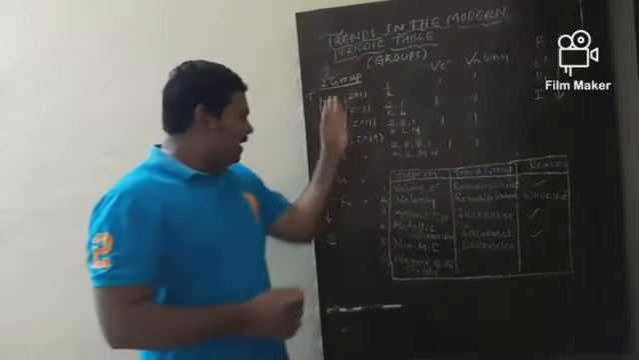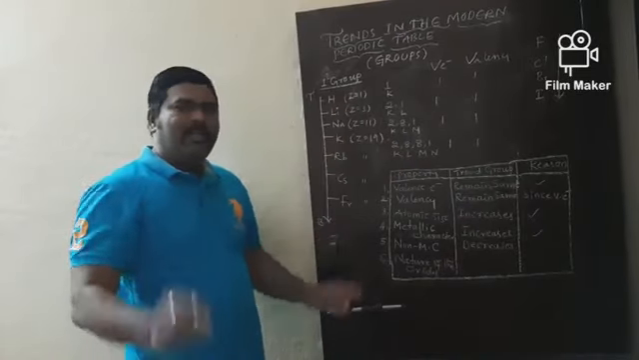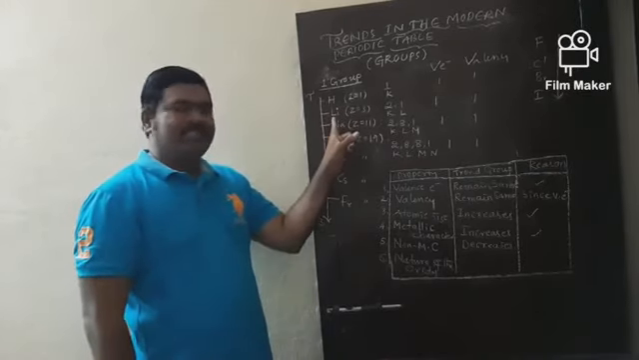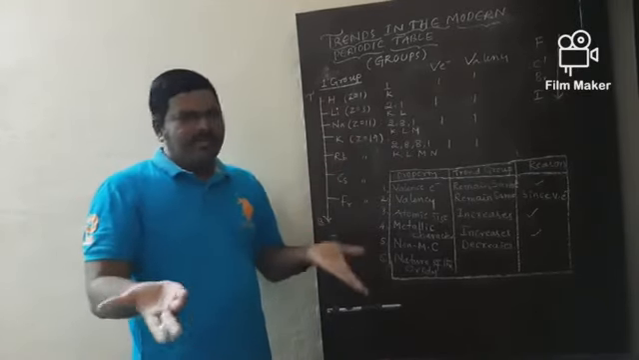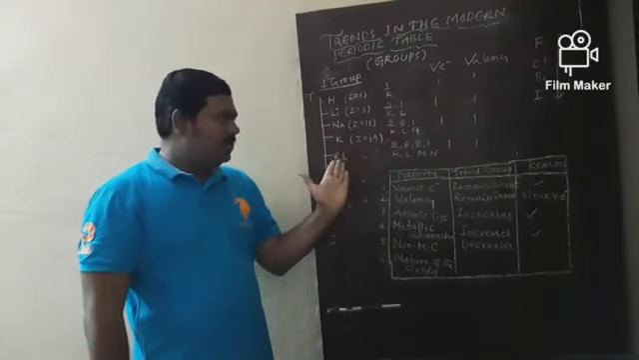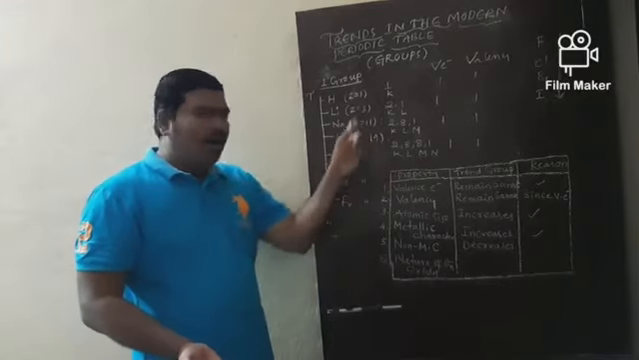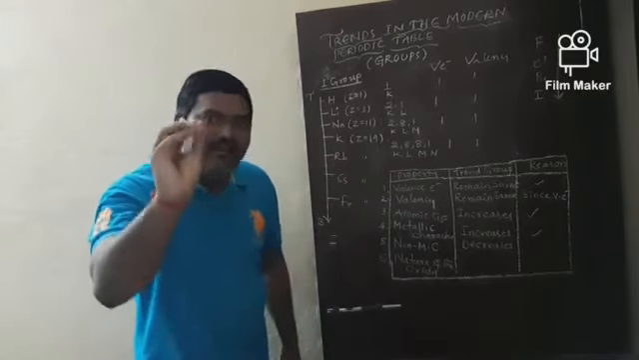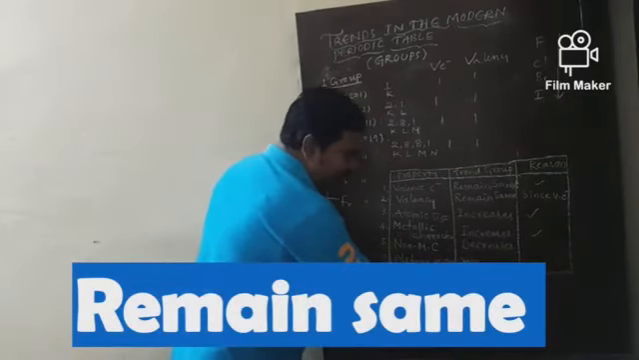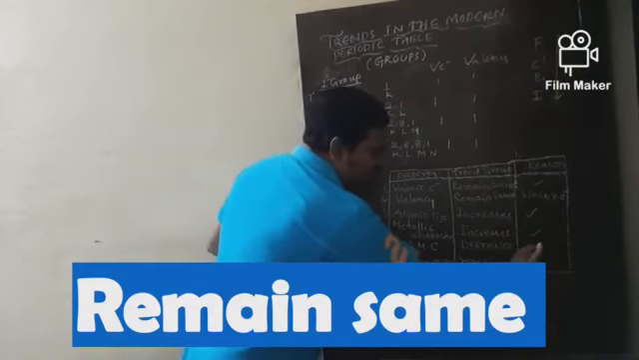Since I am taking group number 1, all are metals, so from top to bottom the nature of the oxides remains same, because lithium is able to form lithium oxide, which is basic in nature. Sodium oxide, potassium oxide, rubidium oxide, cesium oxide, francium oxide, all these are basic in nature. So nature of the oxides remains same from top to bottom.